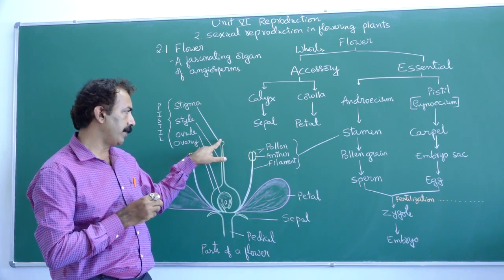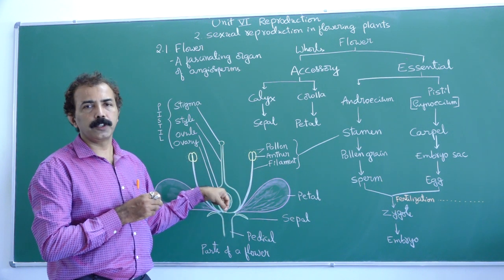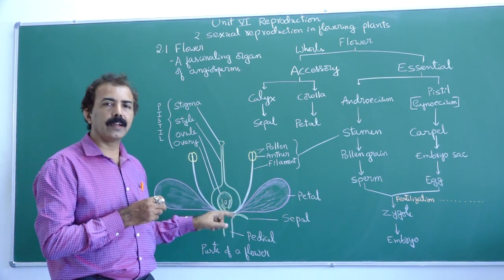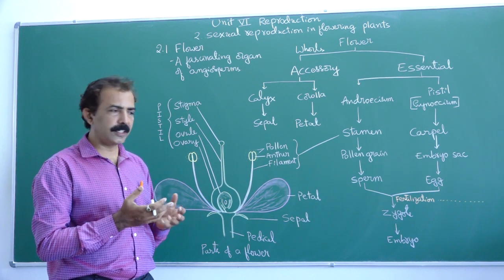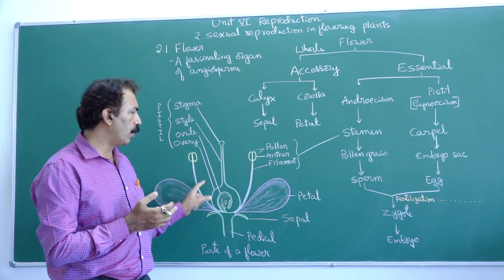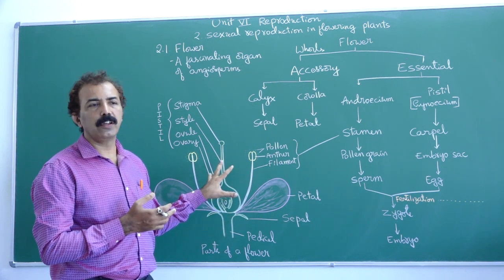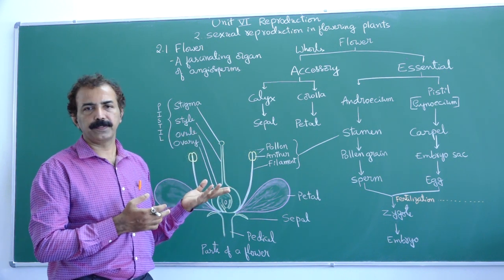Ultimately, they land here and they produce a tube. The tube carries the sperm. Sperm finally meets the egg and fertilization act is achieved. And once it is achieved, this structure, the ovule, develops into a seed, the ovary develops into a fruit, and this style and stigma, they degenerate.